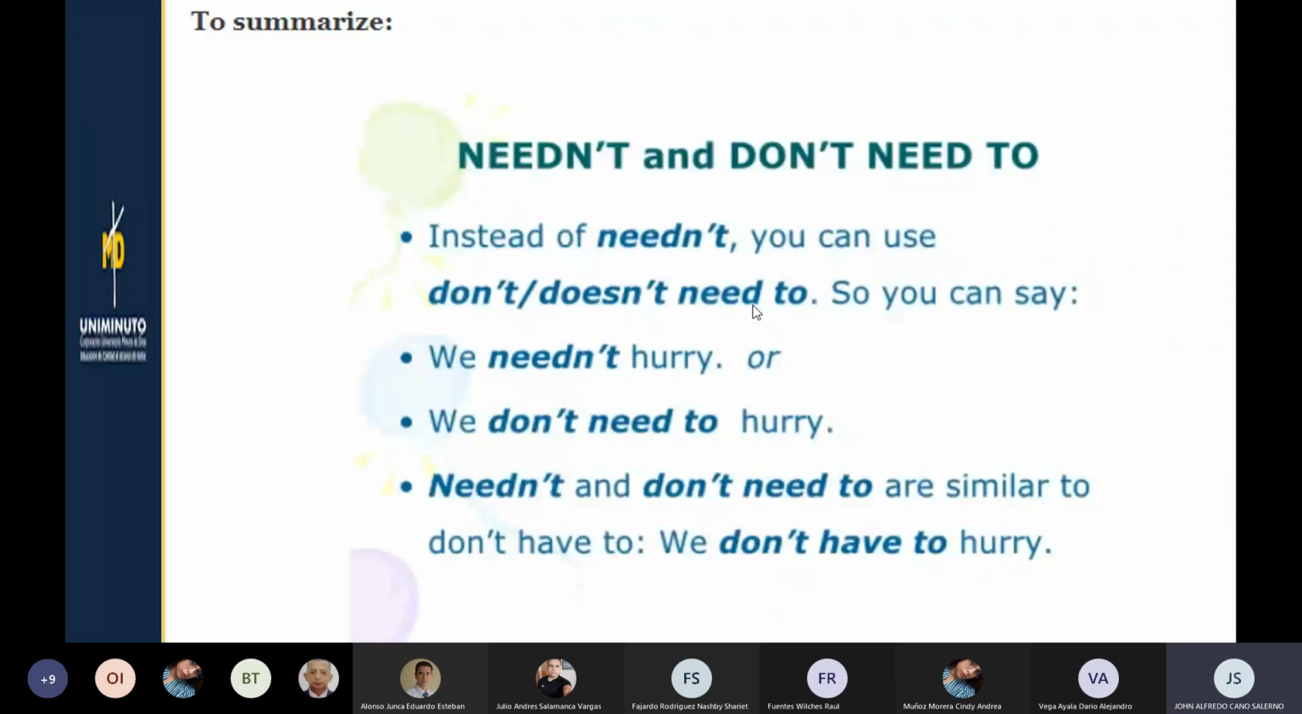Needn't and don't need to. Instead of needn't, you can use don't or doesn't need to. So you can say, we needn't hurry or we don't need to hurry. Needn't and don't need to are similar to don't have to. We don't have to hurry.